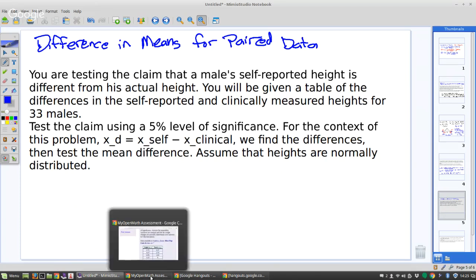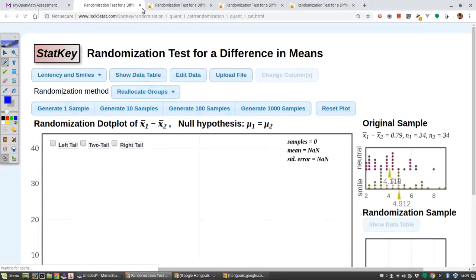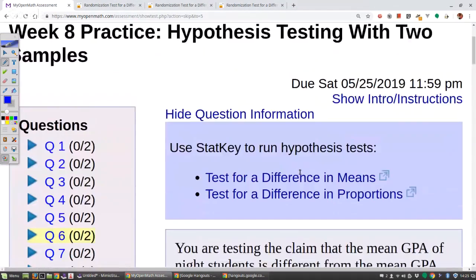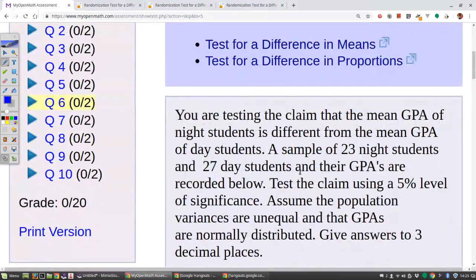Let's take a look at the data. Oops, button. Oh, that's not the one.